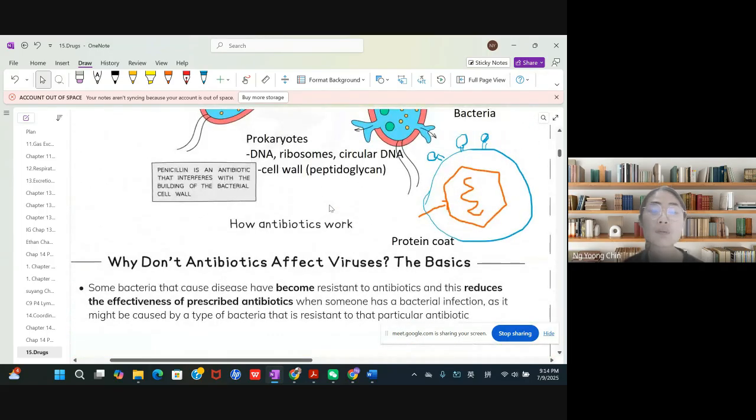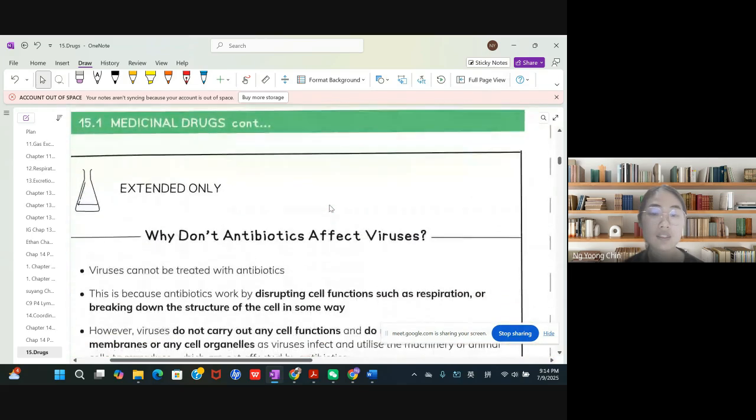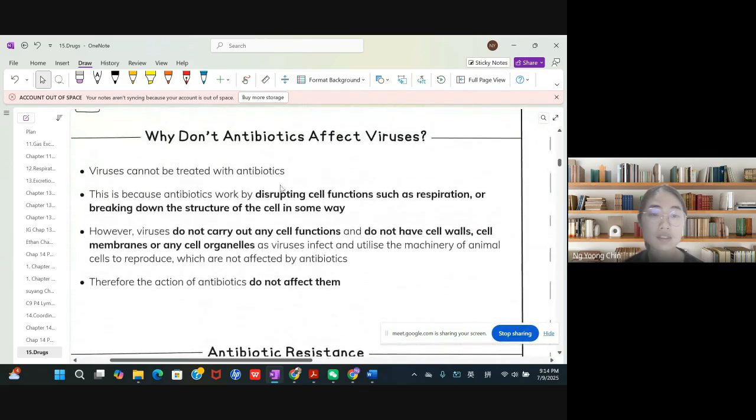Okay, and now we talk about this one. Why don't antibiotics affect the virus? It is because they work by disrupting cell functions, such as respiration, or breaking down structures in the cell in some way.